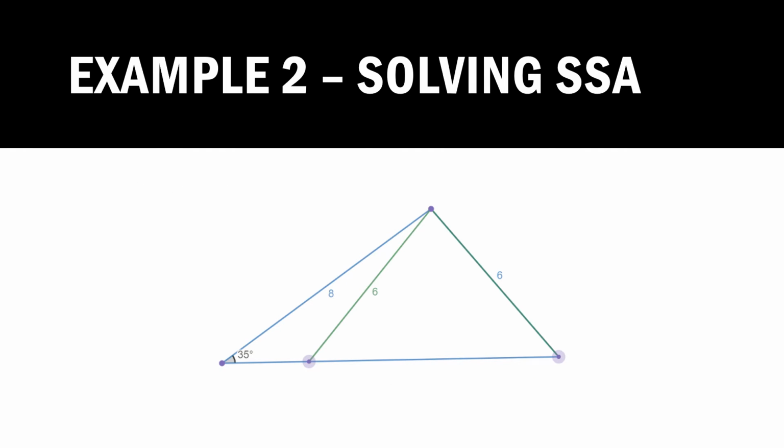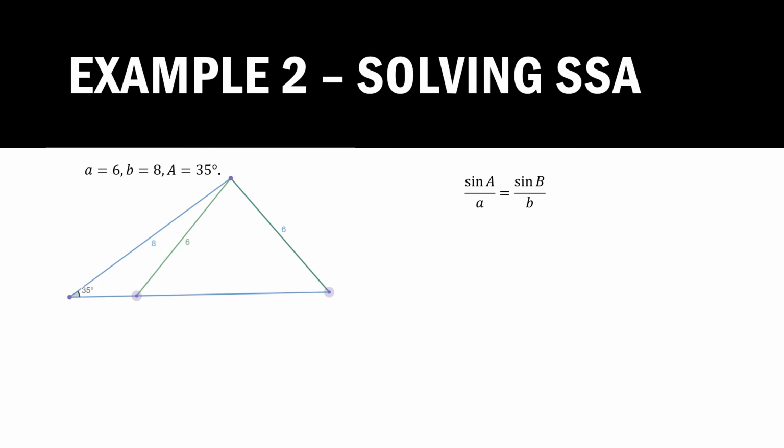But here's another version. If instead of having the side of length 6 along the right side, we make it here instead. Now we have a different triangle. But the triangle still has one side that's 8, the other side 6, and then we have the 35-degree angle. So what we're going to do is do both cases, right?